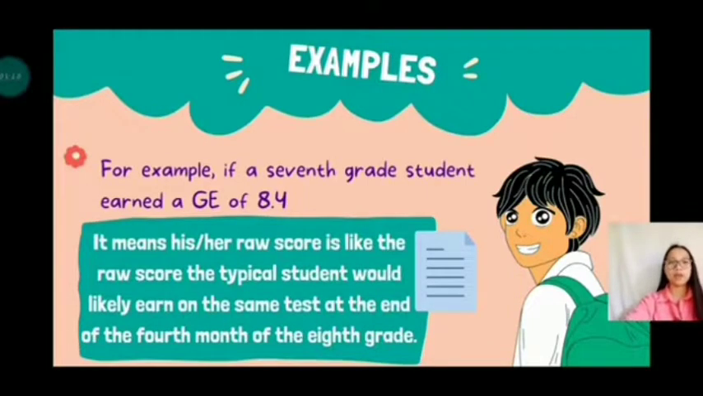For example, if a 7th grade student earned a GE of 8.4, it means that the student's raw score is like the raw score the typical student would likely earn on the same test at the end of the 4th month of the 8th grade.